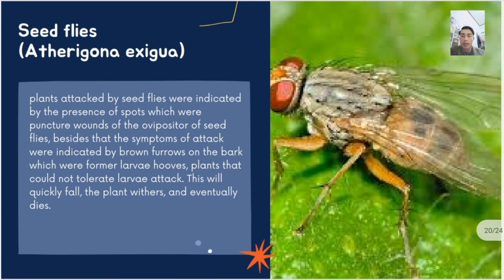61.6%. Okay, next slide. Seed flies, Atherigona exigua. Plants attacked by seed flies are indicated by the presence of spots, which are puncture wounds from the ovipositor of the flies. Besides that, the symptoms of attack are indicated by brown spots on the bark, which come from former larval hosts. Plants that cannot tolerate larval attack will quickly fall. The plants wither and eventually die.